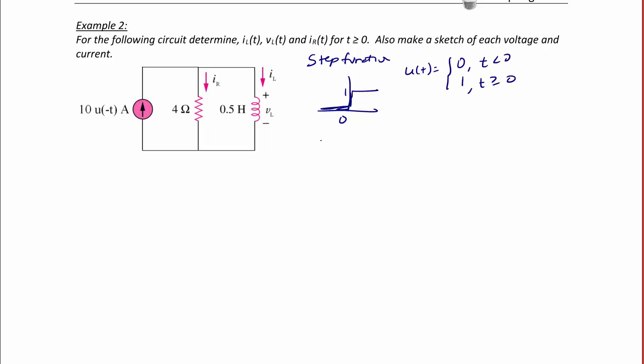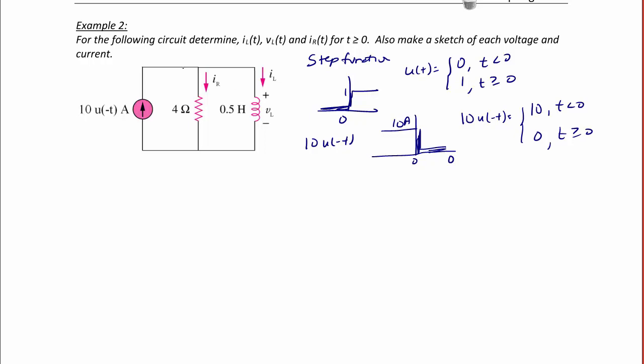So when you have 10 u of minus t, that means you have a function that is turned on with an amplitude of 10 amps before time 0, and then at time 0 it turns off, or goes to 0. So 10 u of minus t is equal to 10 for t less than 0 and 0 for t greater than or equal to 0. Another way to think about this is it's like a switch. It's a 10 amp switch that turns off at time 0.